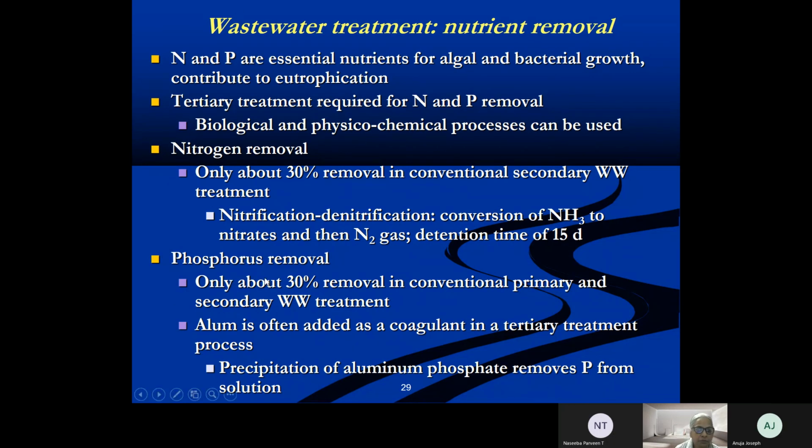Then we come to phosphorus removal. Phosphorus, for all of you to remember, is highly insoluble. It combines with any cations that are present. So if you have calcium, if you have iron, it will precipitate. Now, that is why we can use alum as a coagulant in tertiary treatment and remove it from solution.